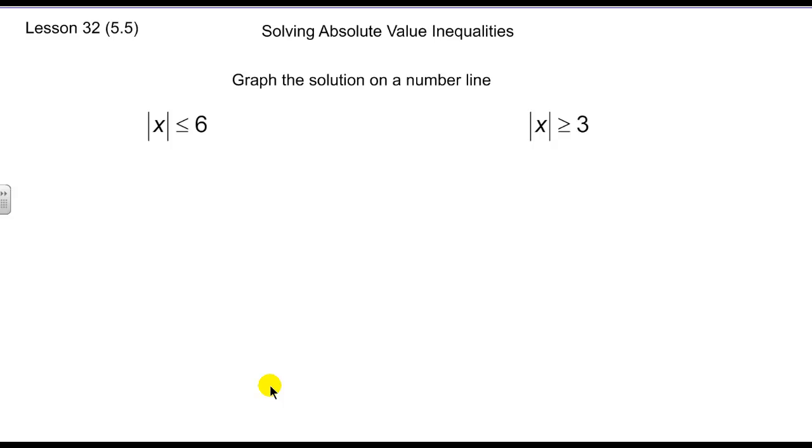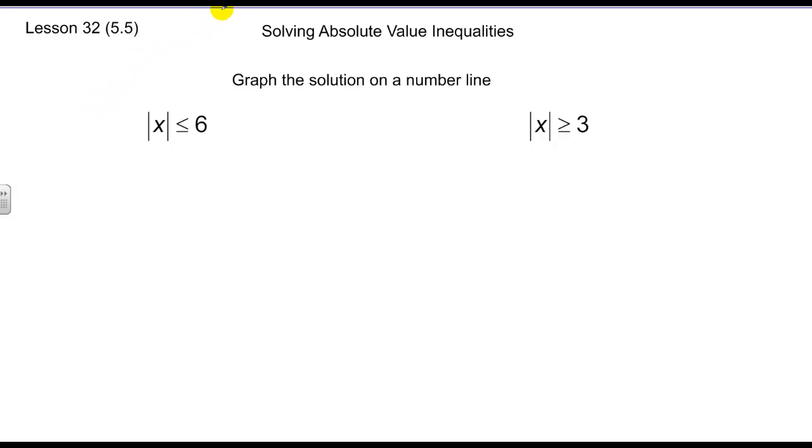Today we're going to take time to talk about solving absolute value inequalities. This topic tends to be a little more difficult. I don't know why, but people seem to have some trouble with it. So we're going to take a look at these first two problems.